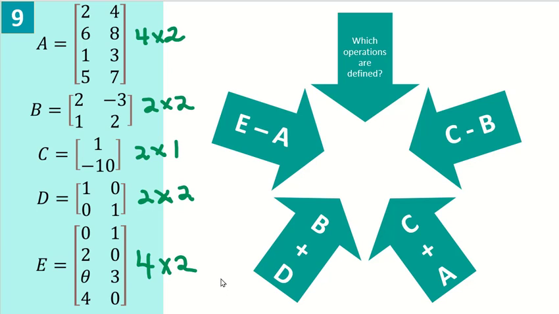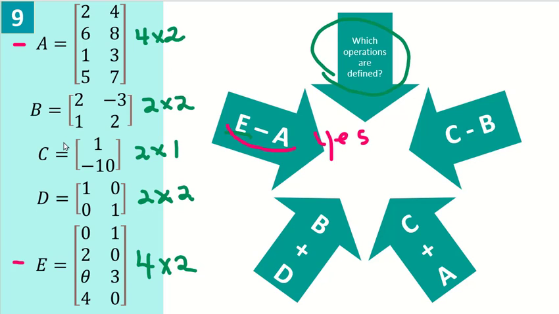Now, what can we do and what can we not do? So let's just find out which operations are defined. Can we subtract A from E? I need to get a different color because this green is not showing up. All right, can we subtract A from E? We just have to check to make sure that they are the same dimension or the same size. So look at E, it's a 4 by 2, A is a 4 by 2, and the answer is yes. We can add and subtract them.